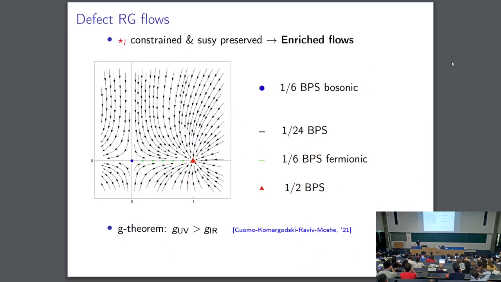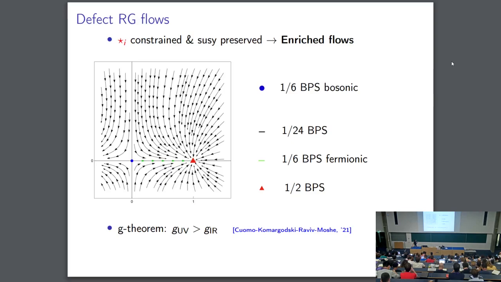And another thing we can do when we study these RG flows is that we can constrain these red star parameters such that supersymmetry is preserved. So our RG flow will now be called an enriched flow because every point on this flow preserves some amount of supersymmetry. And what we have here is that we can start from a 1/6 bosonic operator. And we see that we flow away and we reach a half BPS operator here. And we can do that from infinite directions, the lines that come from infinity.